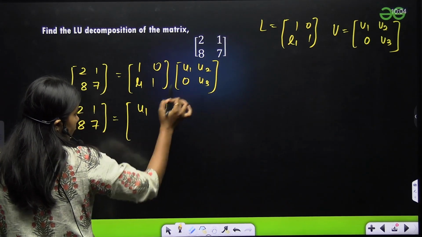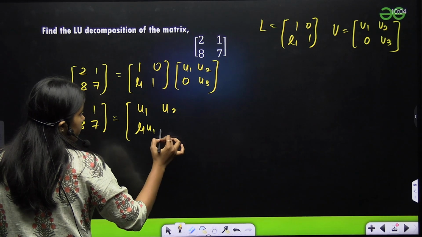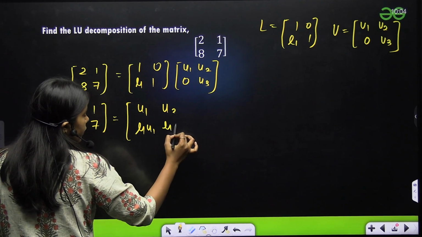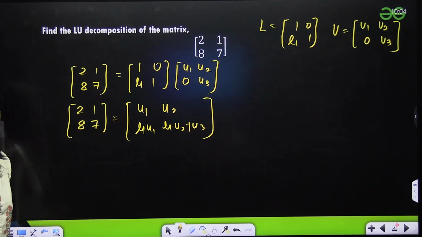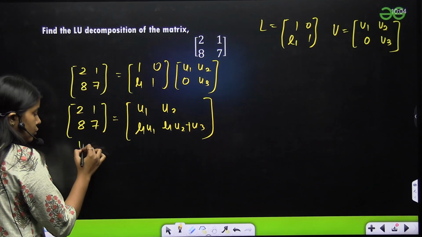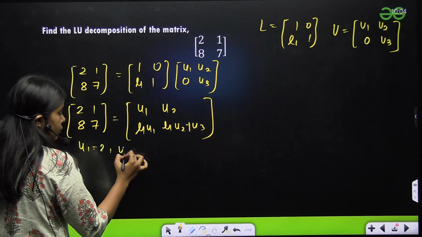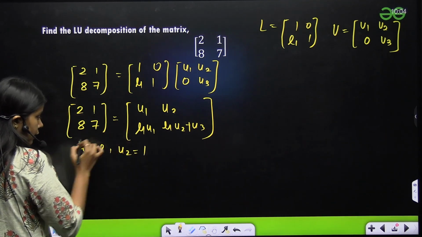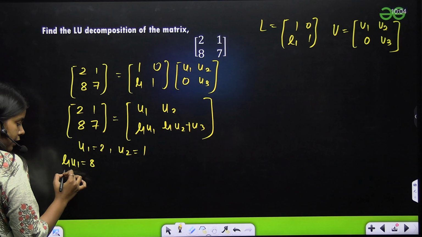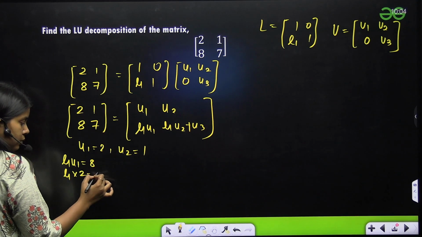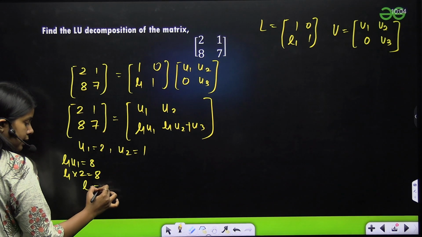U1, U2, and it would become L1 U1, and L1 U2 plus U3. Now I can compare the values. If I compare the values, U1 is 2 and U2 is 1, and L1 U1 is 8. So with U1 already 2, I can just replace this 2, so I'll get L1 is equal to 4.